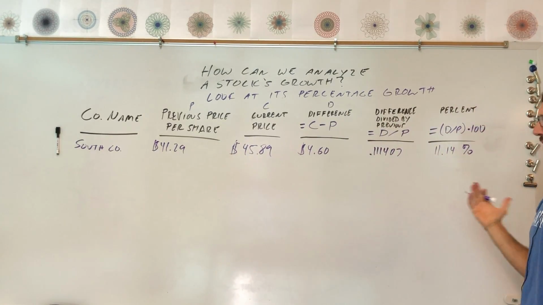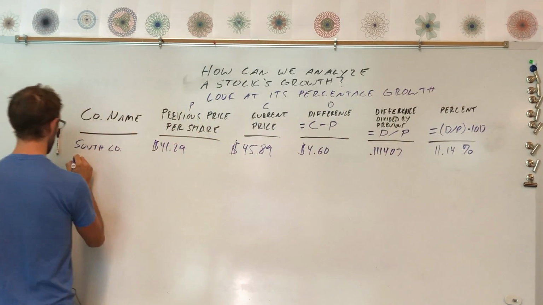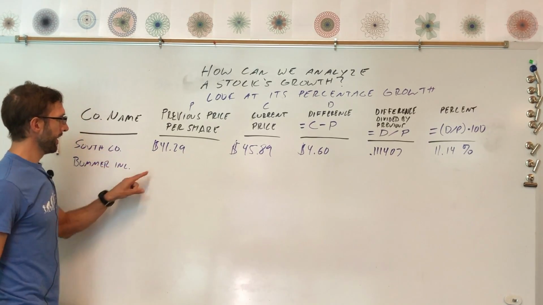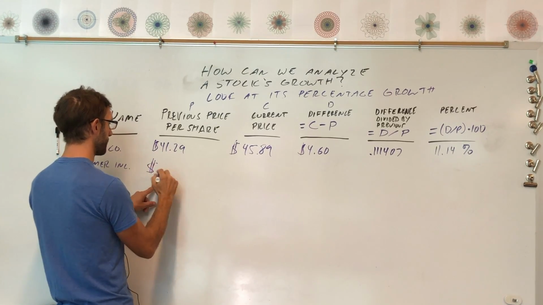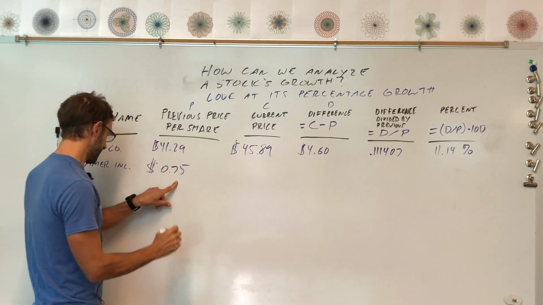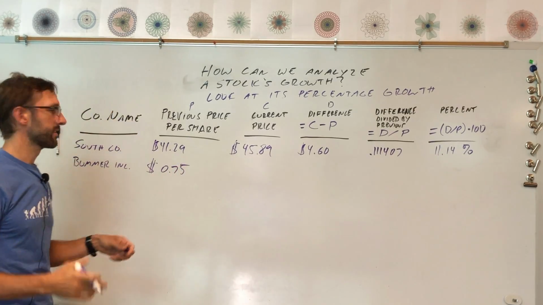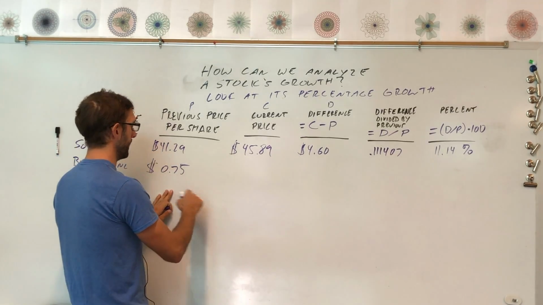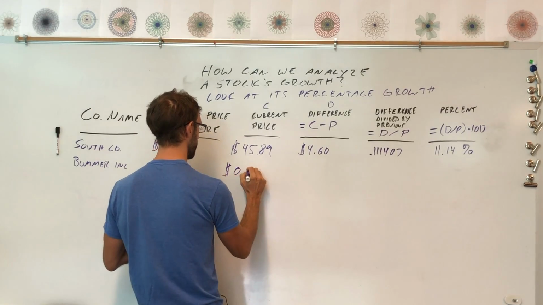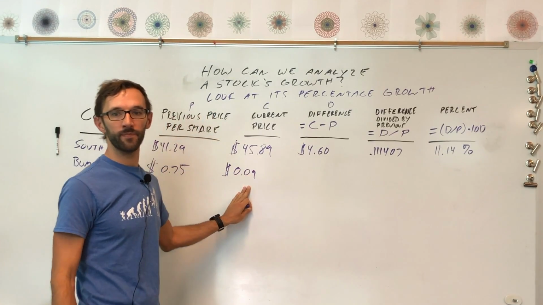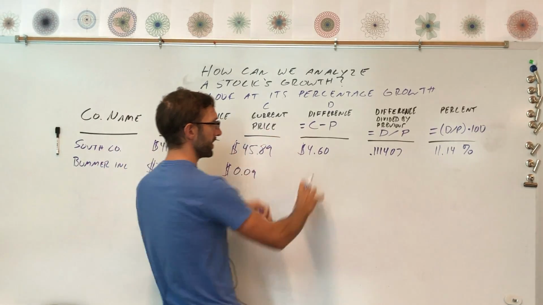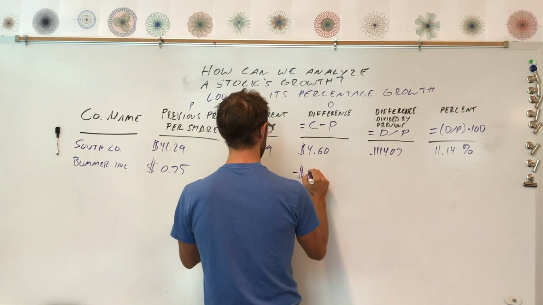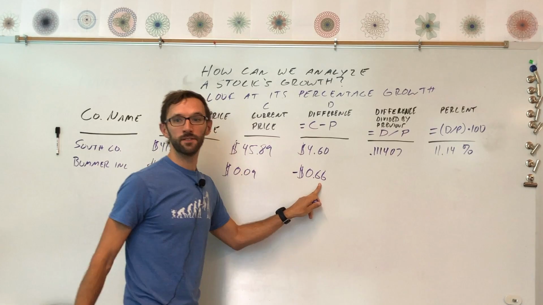So the next question is, well, what happens if it goes down? Great question. We'll call this Bummer Incorporated. And this one's going to be, let's say the previous price per share was 75 cents, which is a thing. You have companies that are called penny stocks, and the per share price is generally pretty low. Let's say the current price is 9 cents. If we've set up these formulas, you just copy and paste this all the way down this column, and this ends up being negative 66 cents.